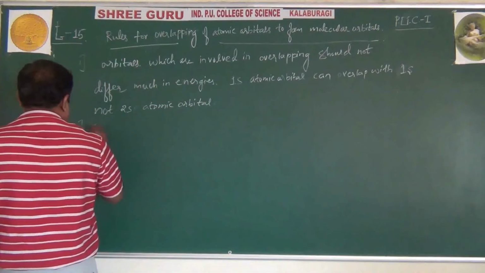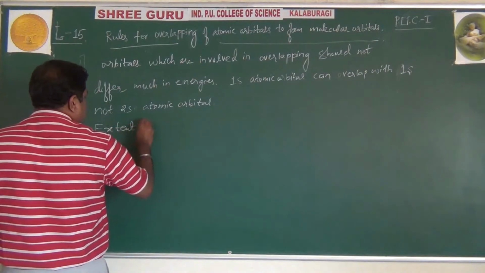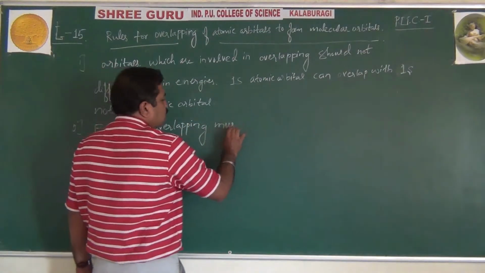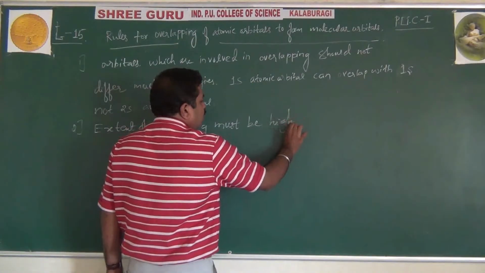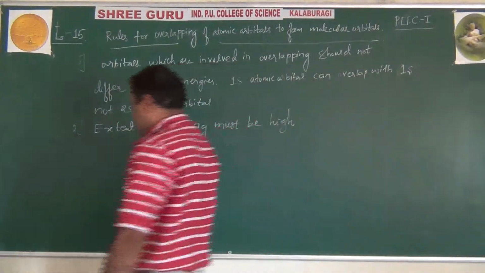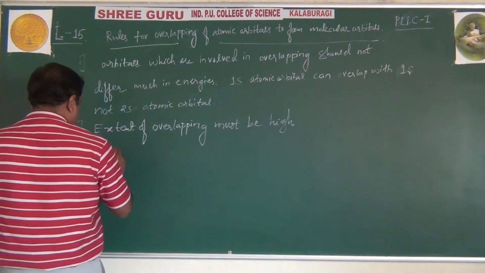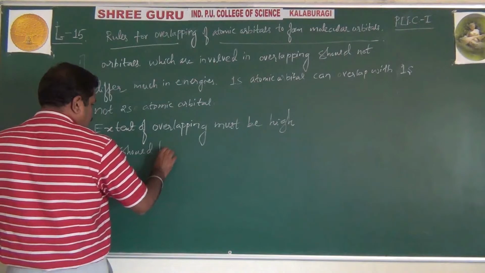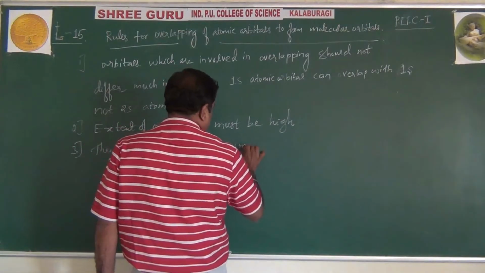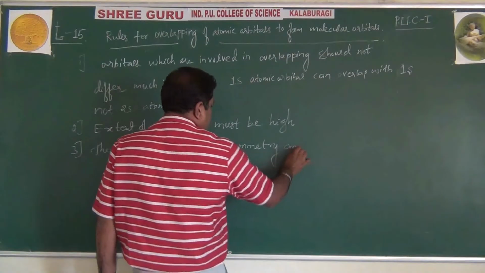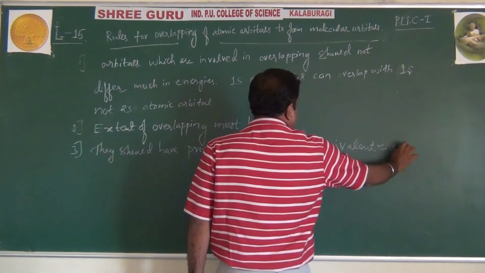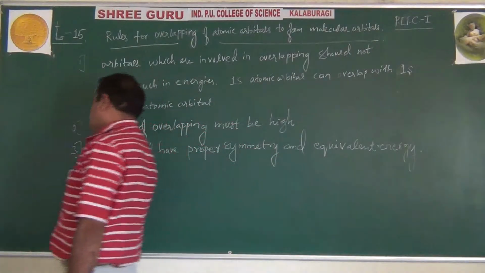Secondly, the extent of overlapping must be high. Why? The higher the extent of overlapping, the stronger the bond. Next, third one: they should have proper symmetry and equivalent energy, which I repeated once again as the first point.